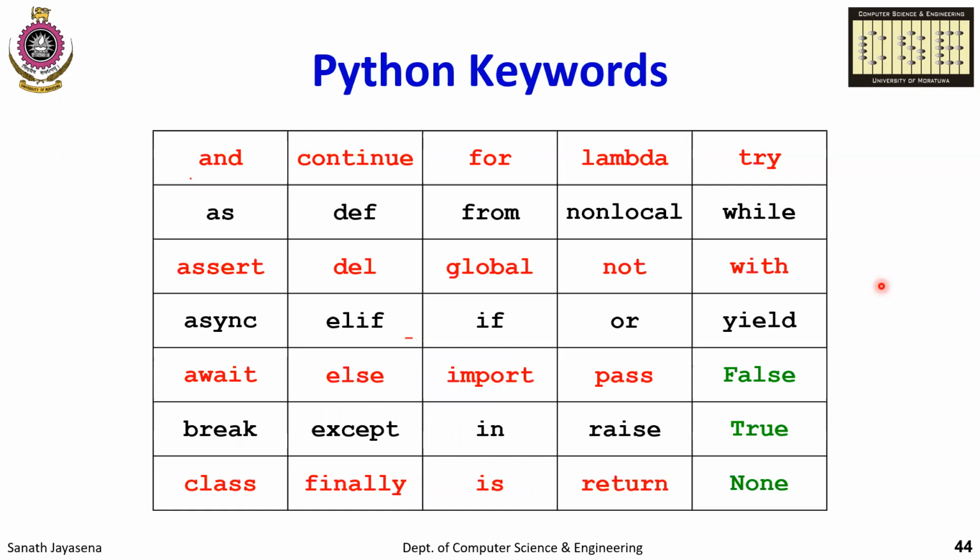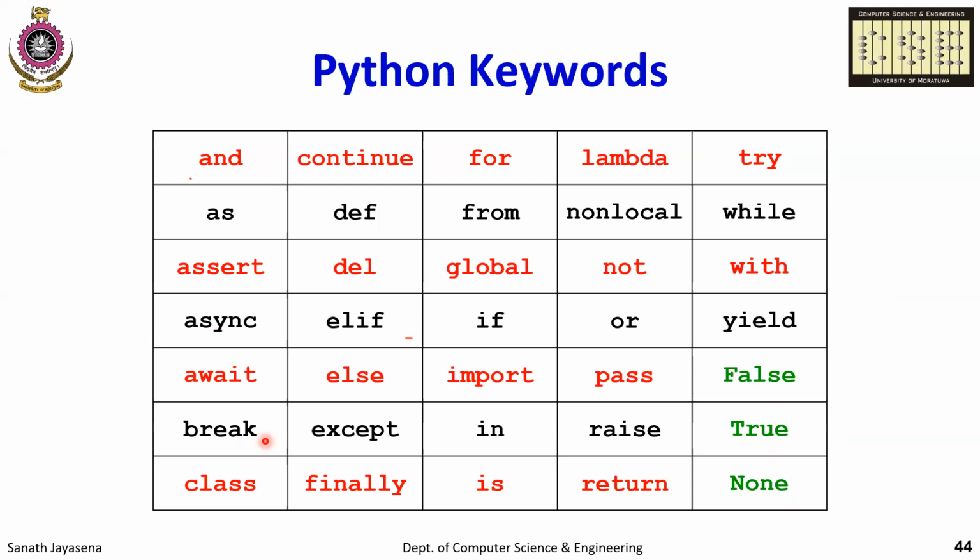You will see this table-like structure in your notes. Simply the list of Python keywords. Of course, False, True, and None are special things which I have included in the table, but they are actually not really keywords. They have special meaning. We'll come to that later.